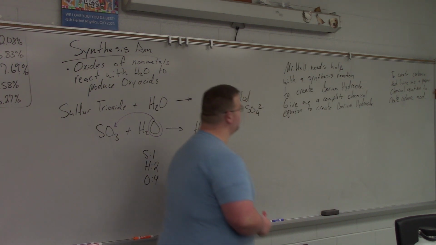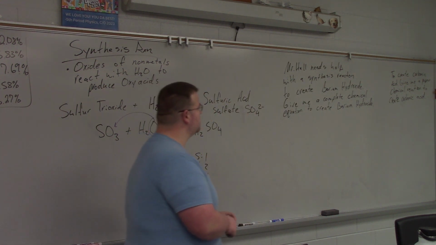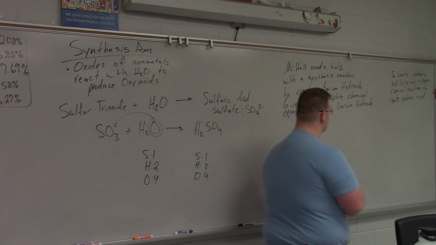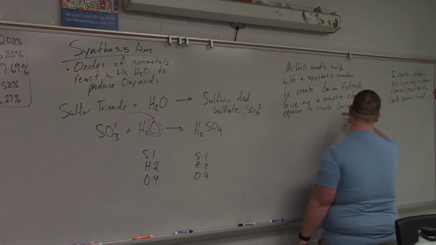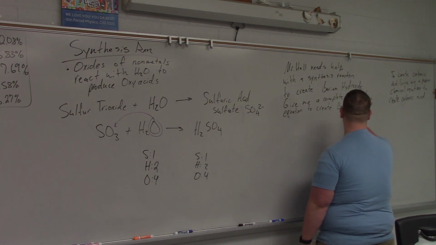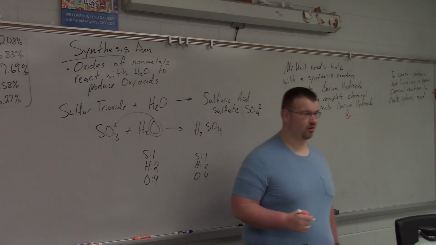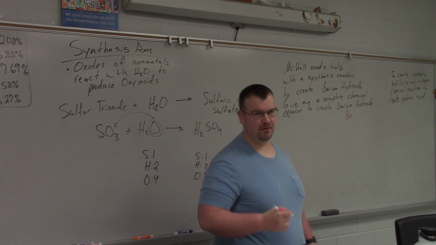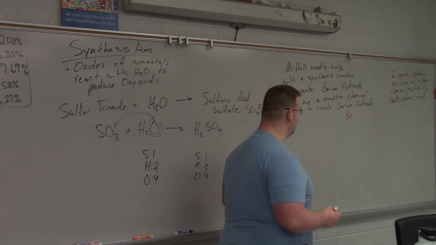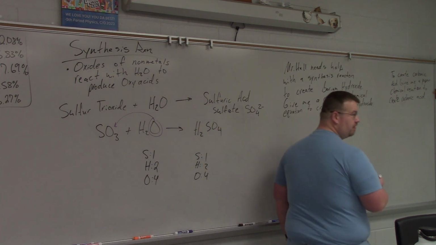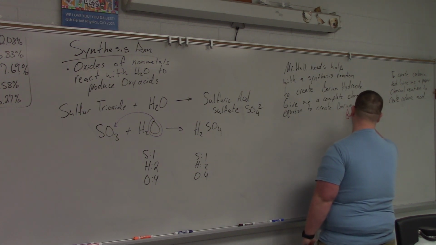Mr. Hall needs help with synthesis reaction, so I'm combining two things together and I'm creating barium hydroxide. So in order to look at this, barium hydroxide is bonded together. We have barium, which comes from column 2, the second column on the periodic table. If we look at the barium in the second column of the periodic table, we have a 2+ charge.